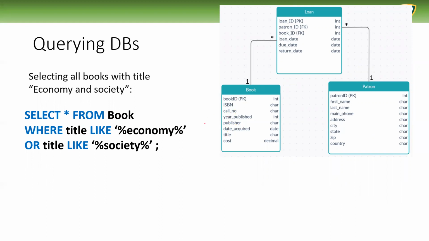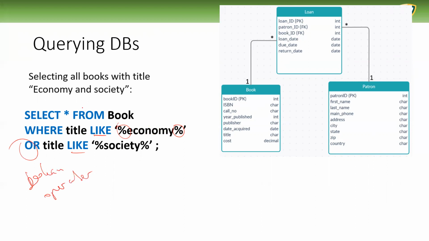Now, if you don't know the name, you can use the keyword like, and that searches all the titles that have the word economy in it, followed by anything, once again wild character, followed by anything and preceded by anything else. And then also here we have this, it's called a Boolean operator.